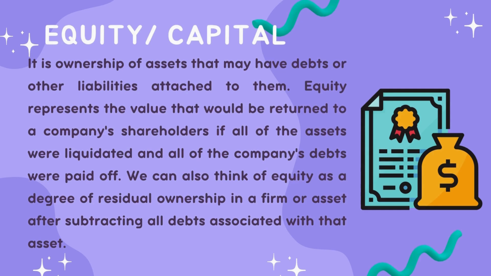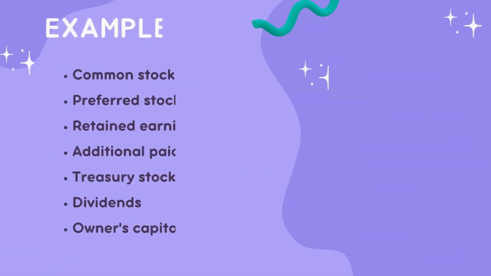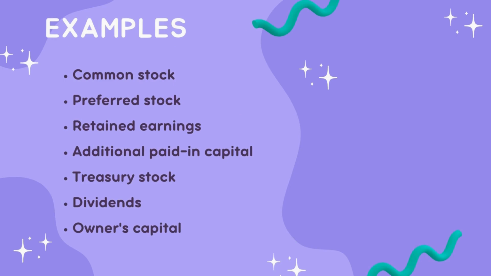We can also think of equity as a degree of residual ownership in a firm or asset after subtracting all debts associated with that asset. These are the examples of equity or capital: common stock, preferred stock, retained earnings, additional paid-in capital, treasury stock, dividends, owner's capital.